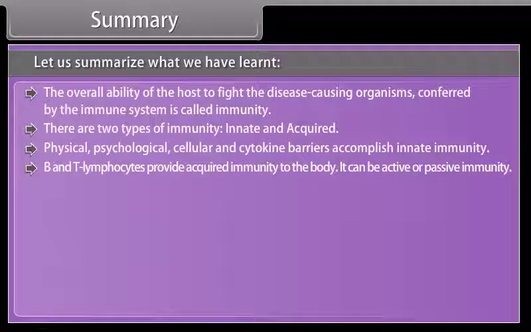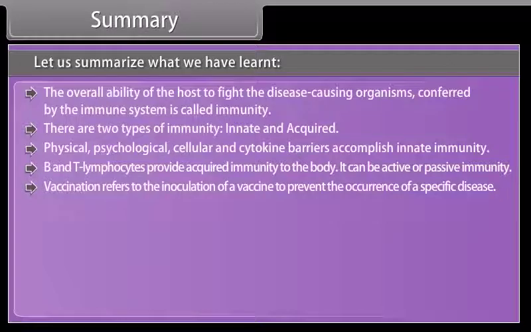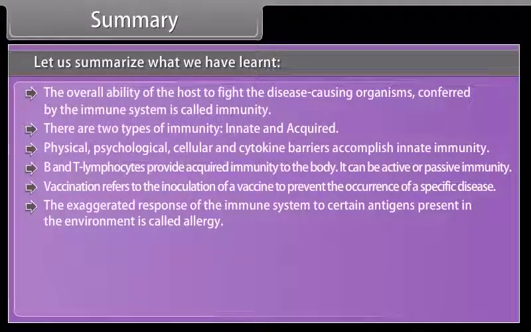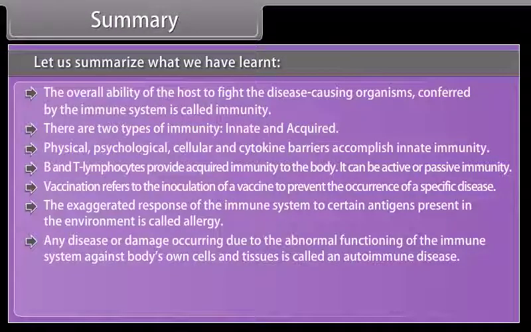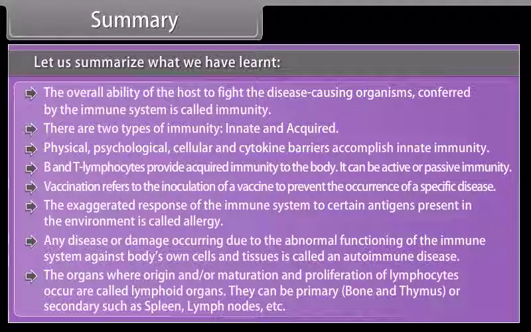It can be active or passive immunity. Vaccination refers to the inoculation of a vaccine to prevent the occurrence of a specific disease. The exaggerated response of the immune system to certain antigens present in the environment is called allergy. Any disease or damage occurring due to the abnormal functioning of the immune system against body's own cells and tissues is called an autoimmune disease. The organs where origin and/or maturation and proliferation of lymphocytes occur are called lymphoid organs.